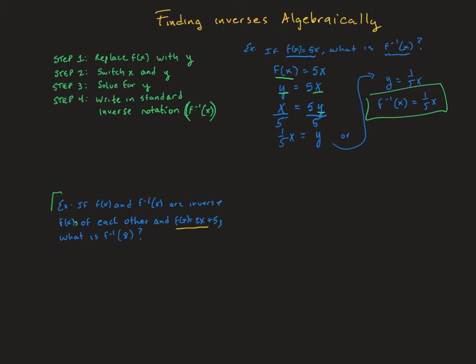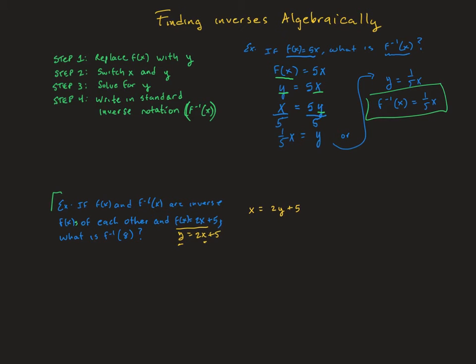The next step is I'm going to switch x and y. So, oh gosh, it hasn't been done. What the heck am I thinking? This is going to be y equals 2x plus 5. So I'm going to switch my y and my x. So it's going to be x equals 2y plus 5.